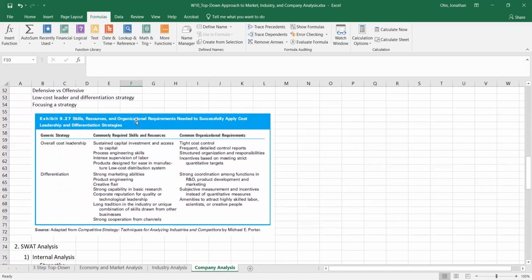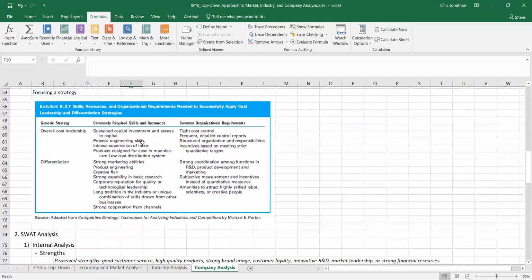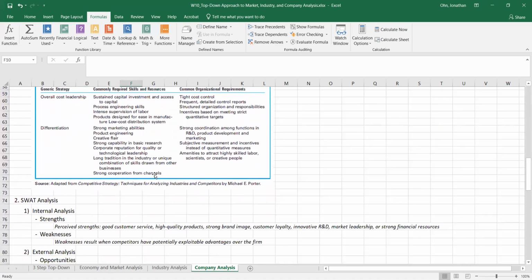If it is undervalued, then that's attractive valuation. And you have to identify the firm's competitive advantage: defensive versus offensive, low cost leader versus differentiation strategy, and whether the company has been consistently maintaining its competitive strategy or not. This position in competitive strategies will probably be an important determining factor for their profitability and earnings, right? That's why you have to pay attention to that.